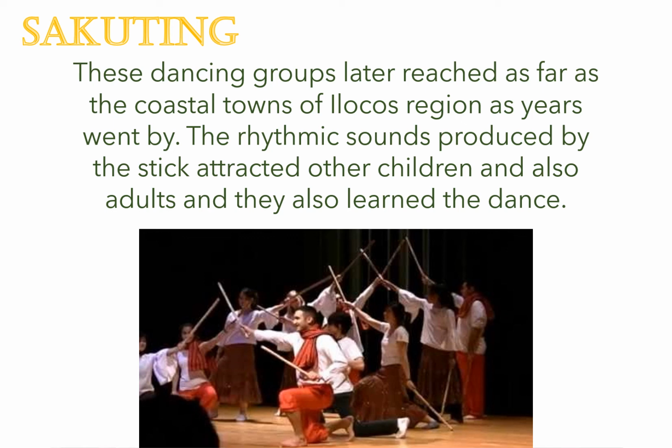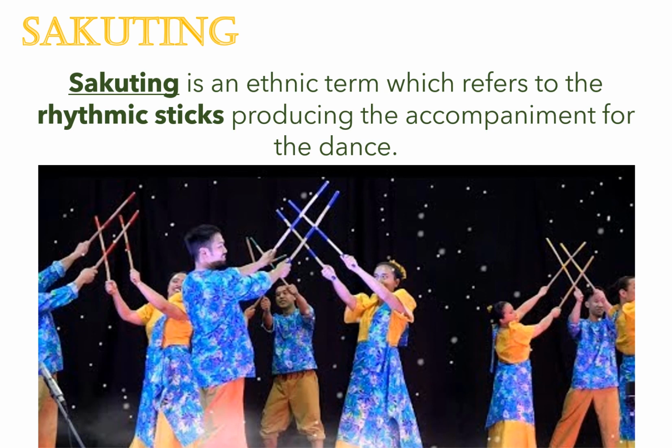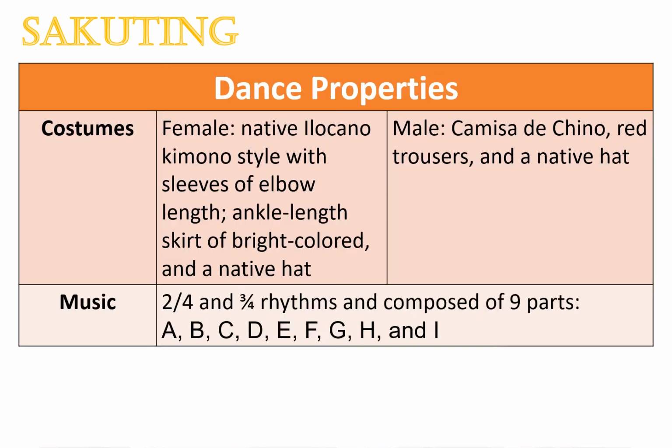It then reached other places of Ilocos as time goes by. The sound that is produced by the sticks attracted others to also learn the dance. Sakuting is an ethnic word which means rhythmic sticks, which is used to accompany the dance. Dance properties. For costumes, female wear native Ilocano kimono style with sleeves of elbow length, ankle-length skirt of bright colors, and a native hat. While for male, camisa de chino, red trousers, and a native hat.